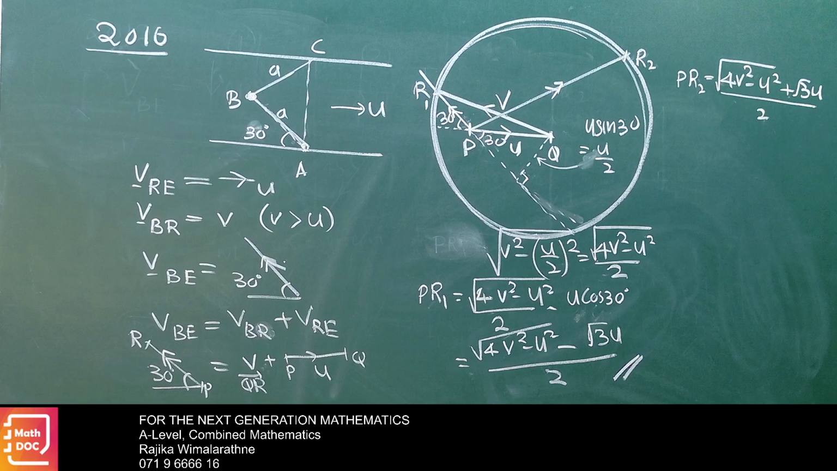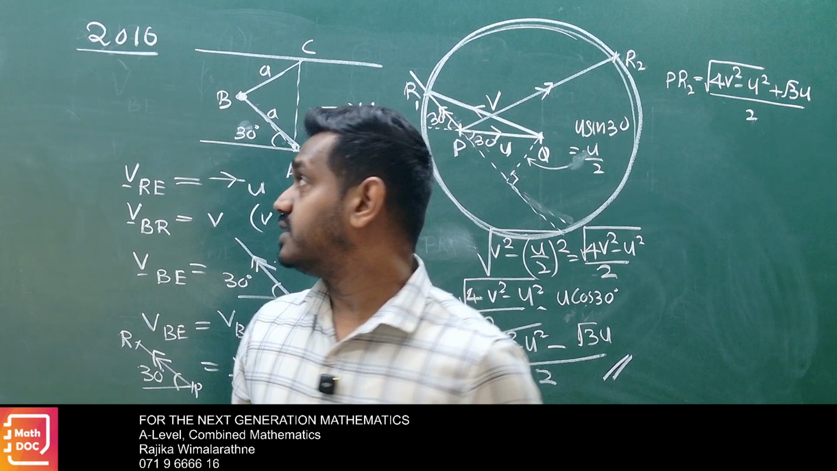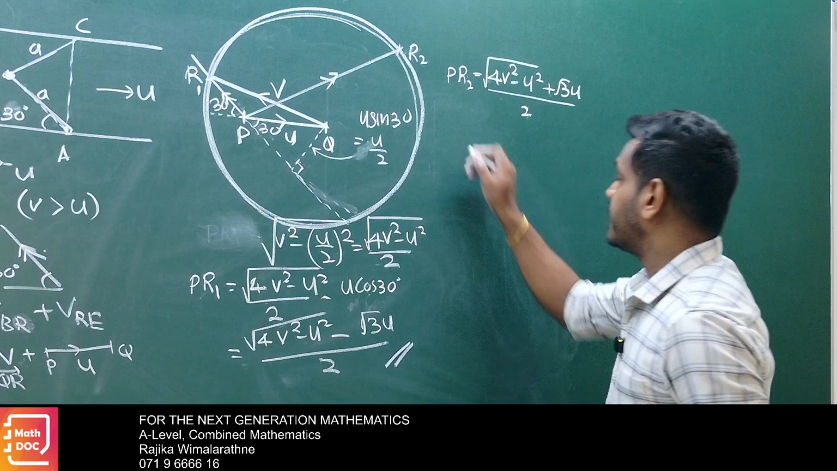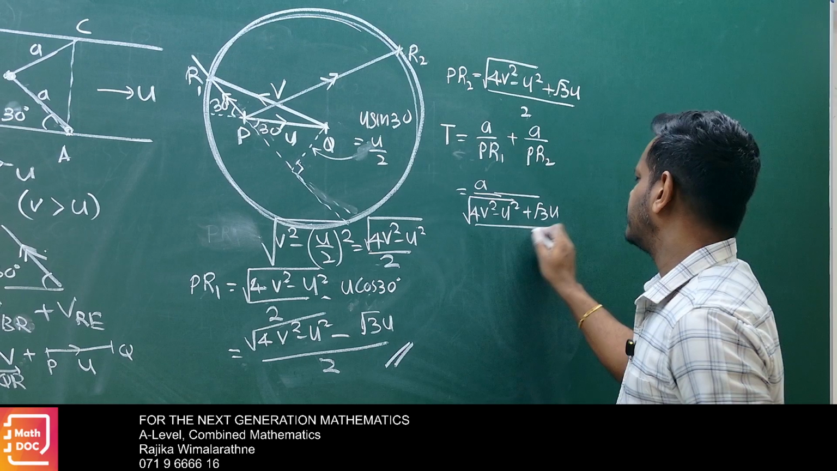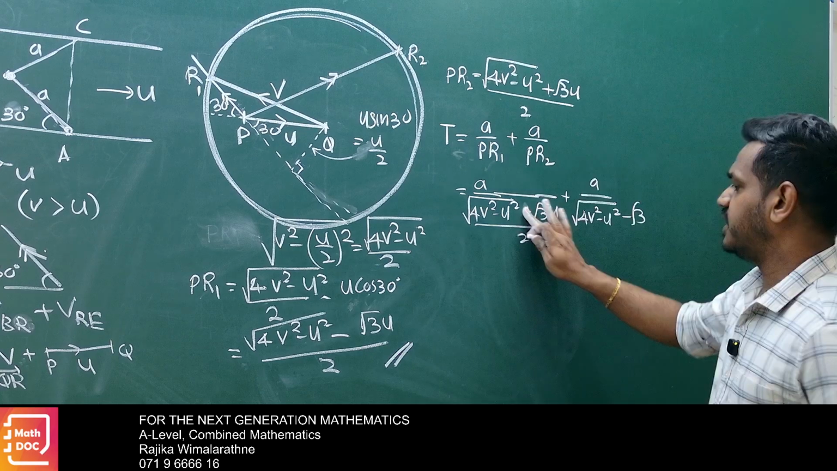Now the total time taken. So here A is the displacement, then we can take the total time. We know displacement and velocities. Then total time is A over PR1 plus A over PR2. Root of V squared minus U squared, plus root 3 U over 2, and root of V squared minus U squared, minus root 3 U over 2. Here minus, first one minus, second one plus.